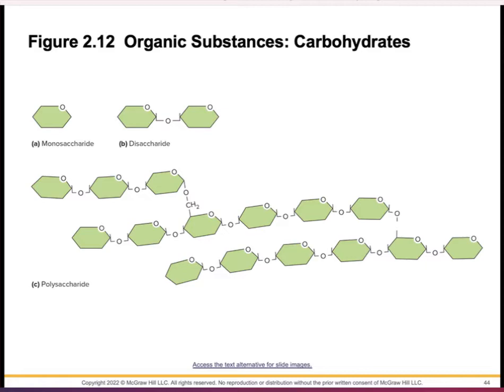So figure 2.12, this illustration A where it says monosaccharide shows a monosaccharide that has 5 carbon rings that are fused together to an oxygen atom, okay, just like we saw previously. Now B is a disaccharide. It shows a disaccharide that has 2 monosaccharides bonded to each other, okay, by an oxygen atom. And then C is our complex carbohydrate, our polysaccharide, and this has chains of multiple monosaccharides.